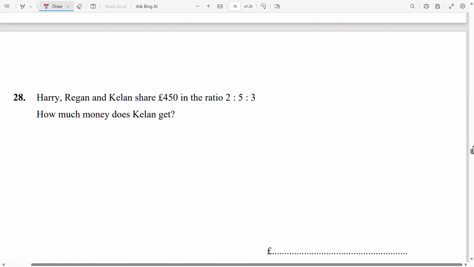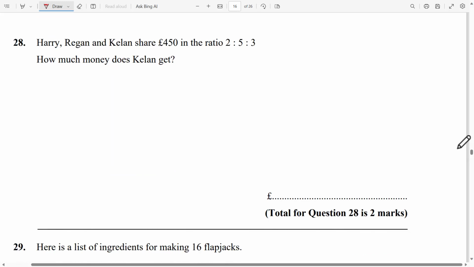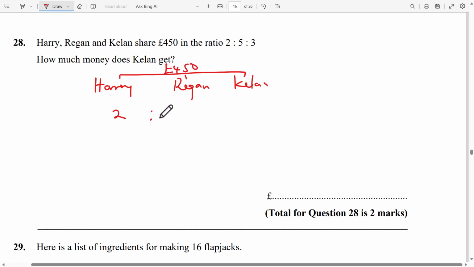Next question. Harry, Rega, and Keelan share 450 pounds in the ratio 2 to 5 to 3. How much does Keelan get? Okay, so we start with Harry. This is Harry, and this is Rega, and this is Keelan. They share 450 pounds in the ratio 2 to 5 to 3. So we want to know how much Keelan gets.